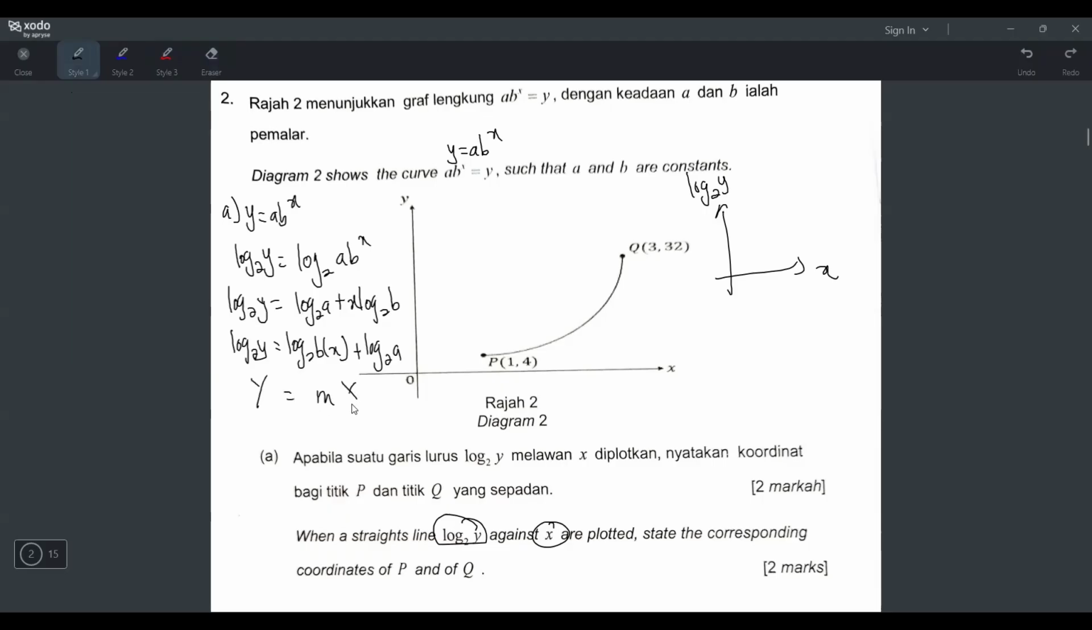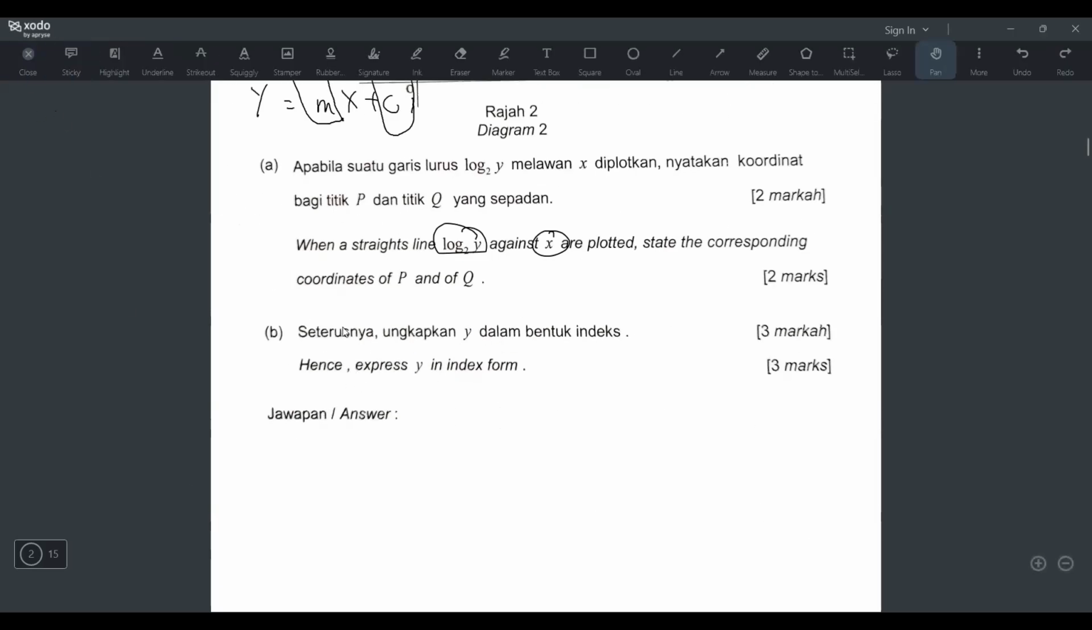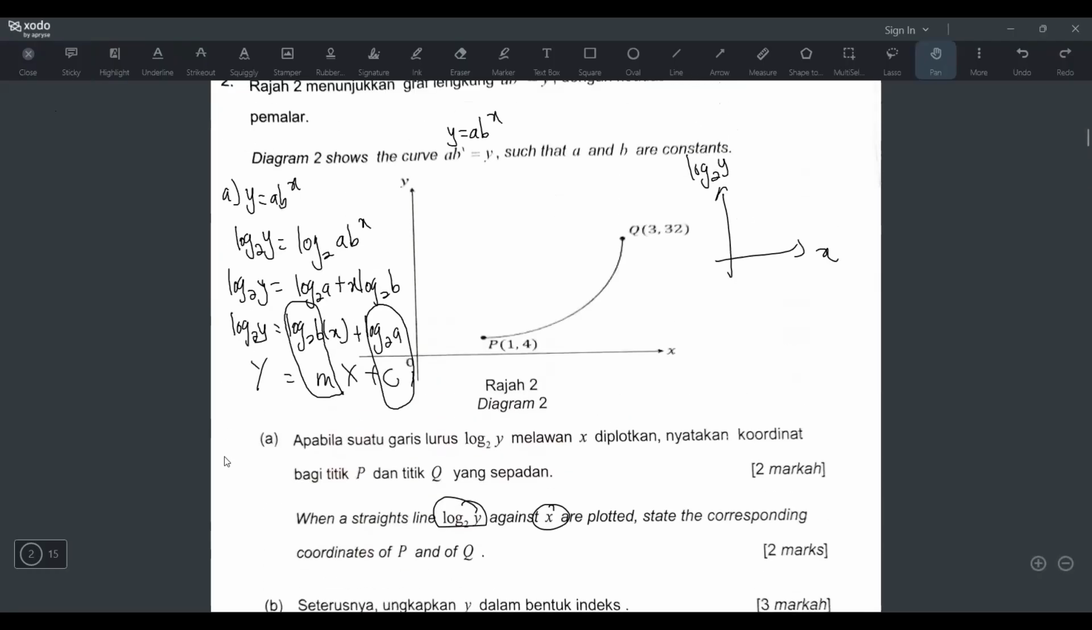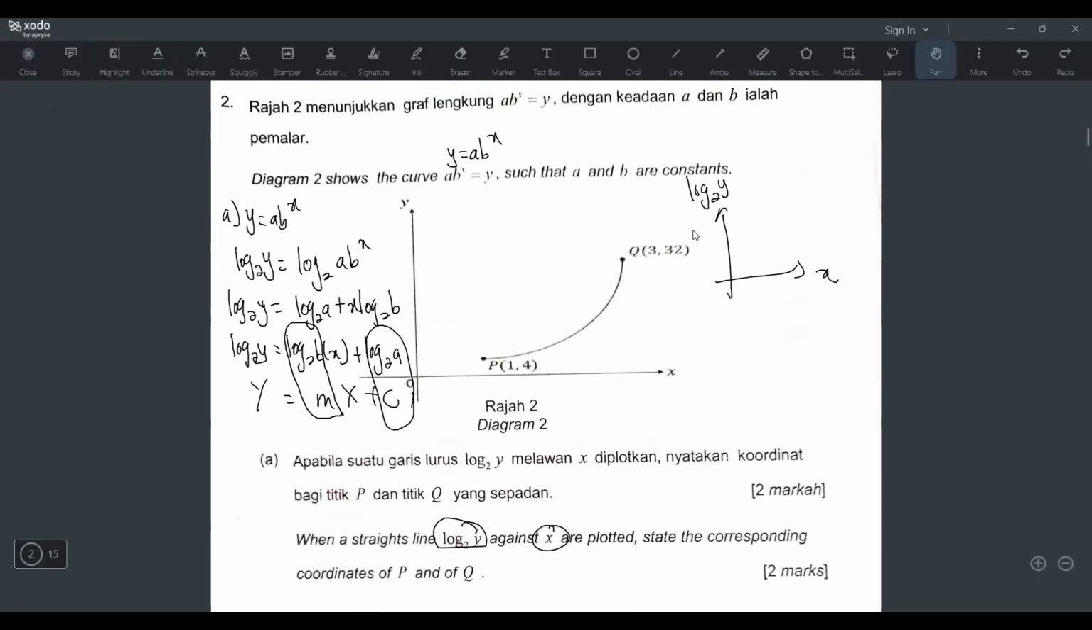y equals mx plus c. So you can see the y-axis is log y base 2, already matched with the y-axis they want. And then the x-axis is also the same as the x, right? So that means your gradient will be log b base 2 and your y-intercept c is log a base 2. And you need this later when you do b. Okay, now I want to finish my a first.